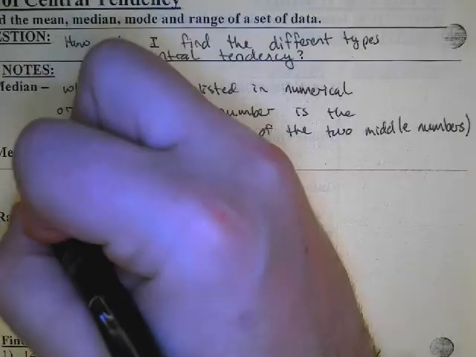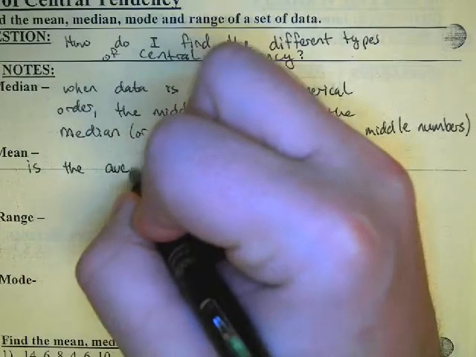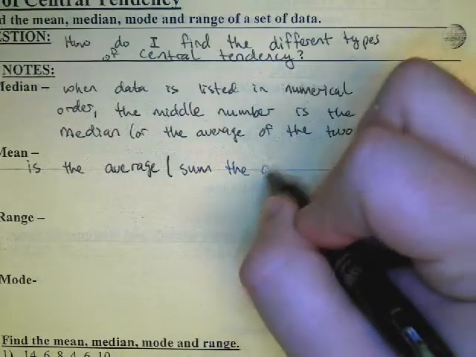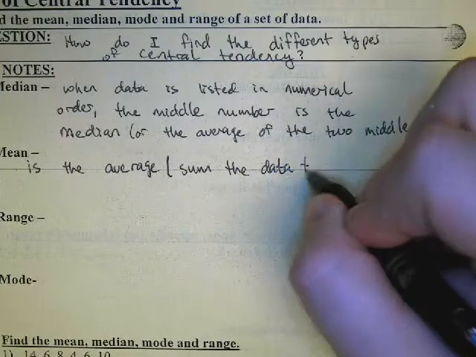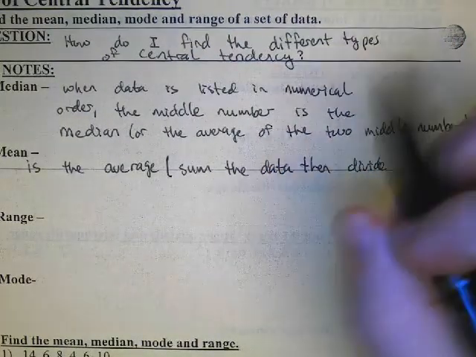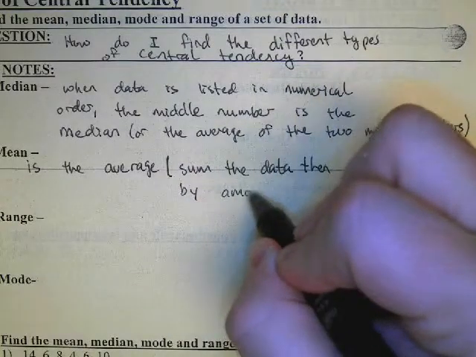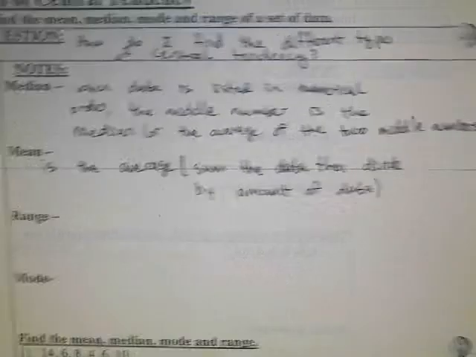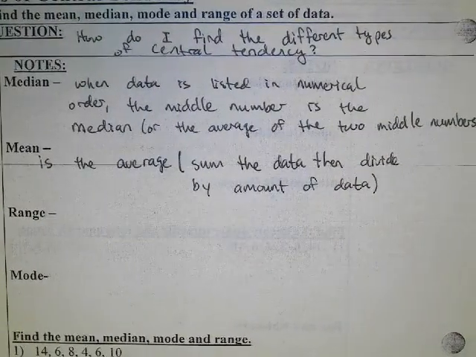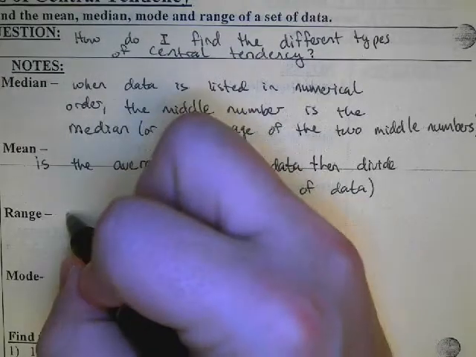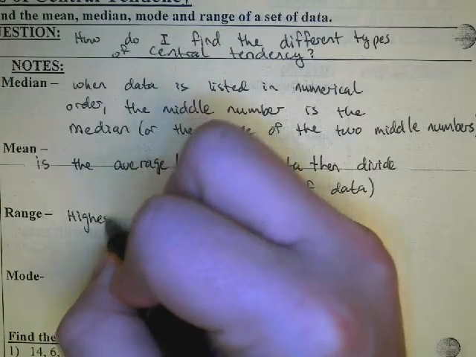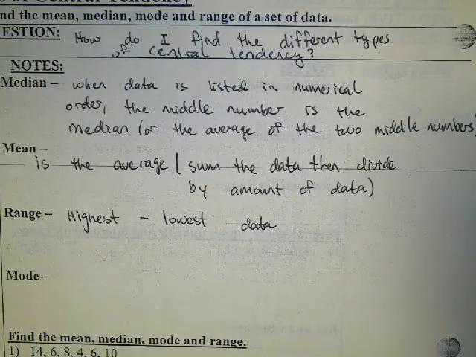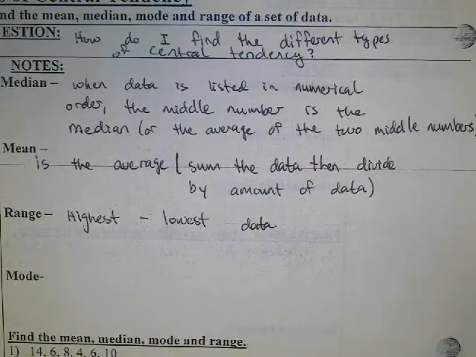So the mean is the average. Sum the data, then divide by the amount of data. The range is the highest minus lowest data. So you take your highest data and you subtract your lowest data point.